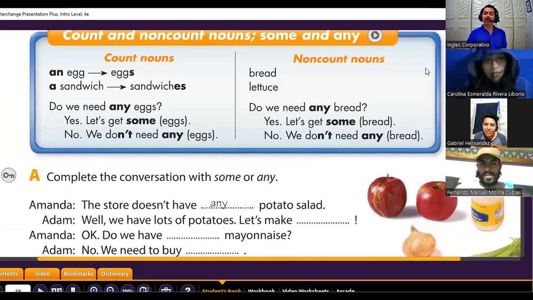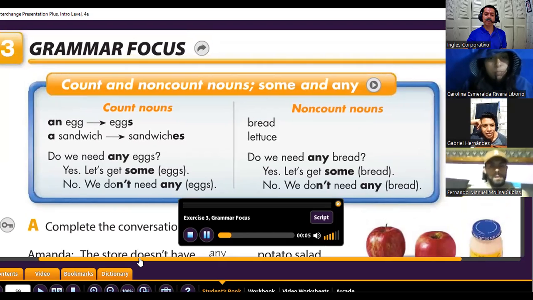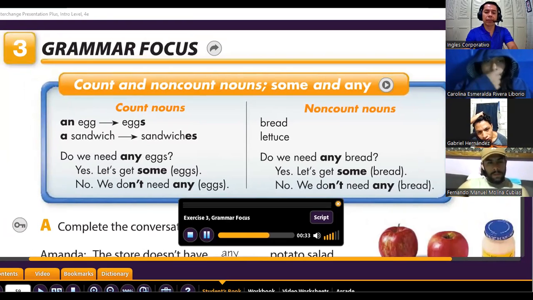Now, listen to this information, right? Page 59, exercise 3, grammar focus. Count and non-count nouns. Some and any. Count nouns. An egg. Eggs. A sandwich. Sandwiches. Do we need any eggs? Yes, let's get some eggs. No, we don't need any eggs. Non-count nouns. Bread. Lettuce. Do we need any bread? Yes, let's get some bread. No, we don't need any bread.